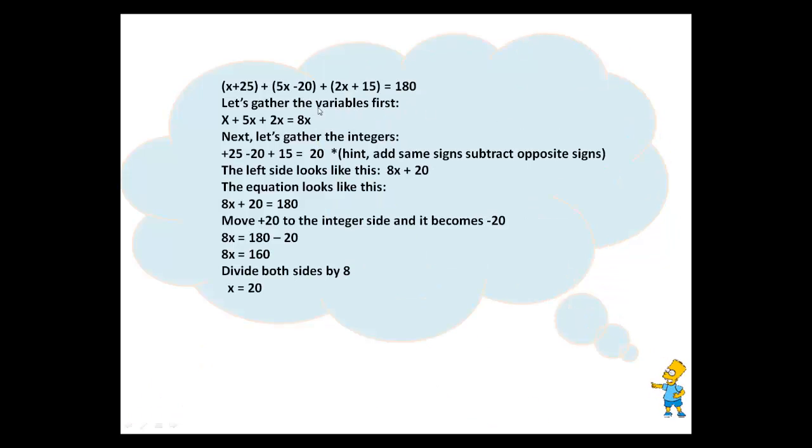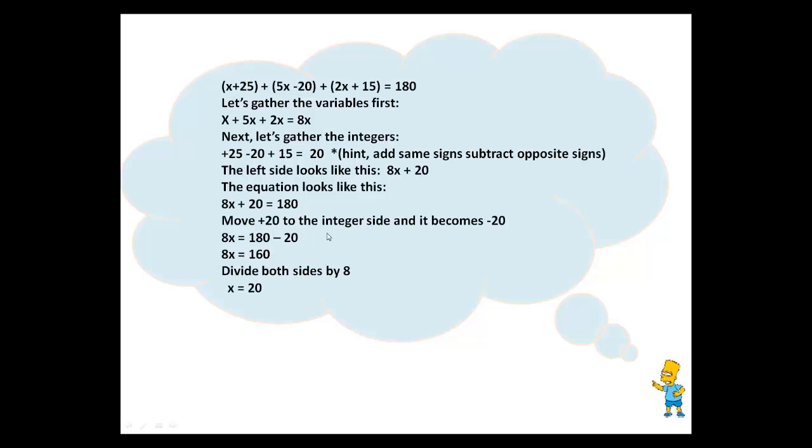Let's gather the variables first. x plus 5x plus 2x equals 8x. Okay, next let's gather the integers. Positive 25, negative 20, positive 15 equals 20. Remember, add the same signs, and you subtract opposite signs when dealing with integers. The left side looks like this now, 8x plus 20. And the whole equation would look like 8x plus 20 equals 180.